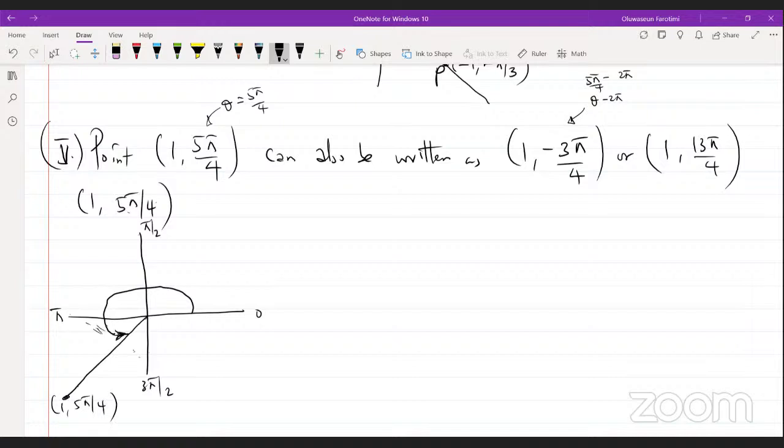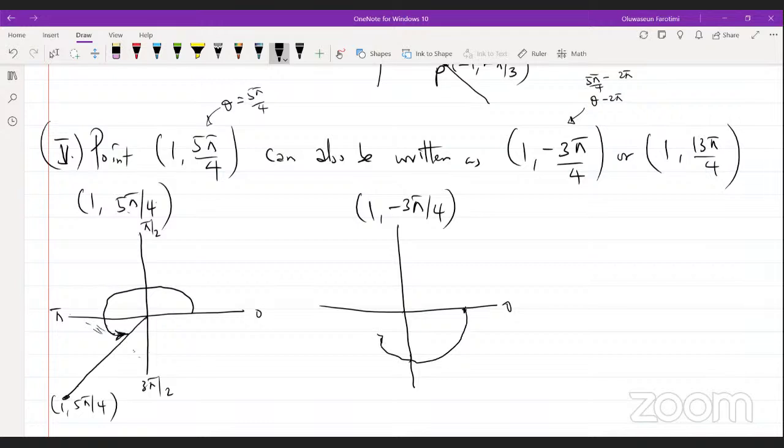But what if I want to sketch 1, negative 3 pi over 4? What is theta in this case? It's negative, right? So in what direction am I traveling? In the clockwise direction. Everything starts from this 0. Starting from here, I'm traveling in this direction, in a way that accounts for that angle. So this point is 1 comma negative 3 pi over 4.